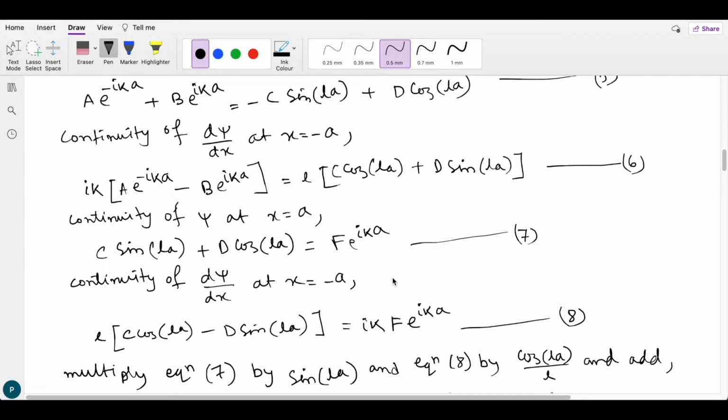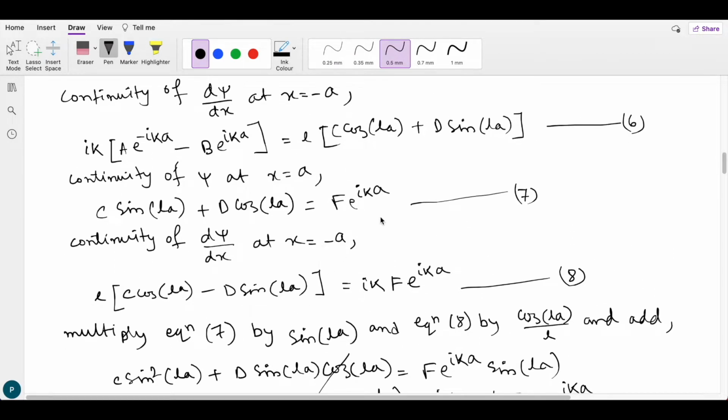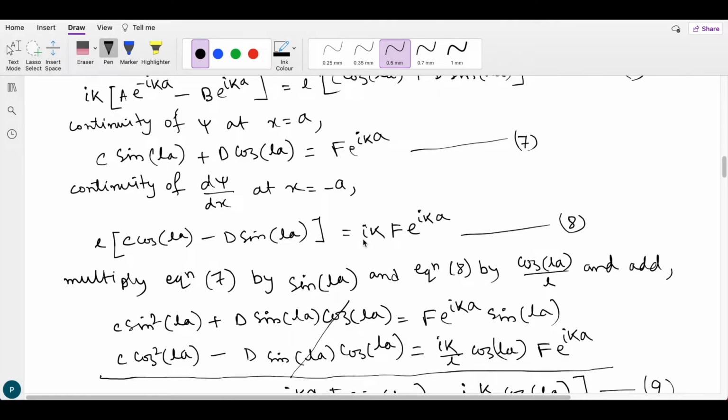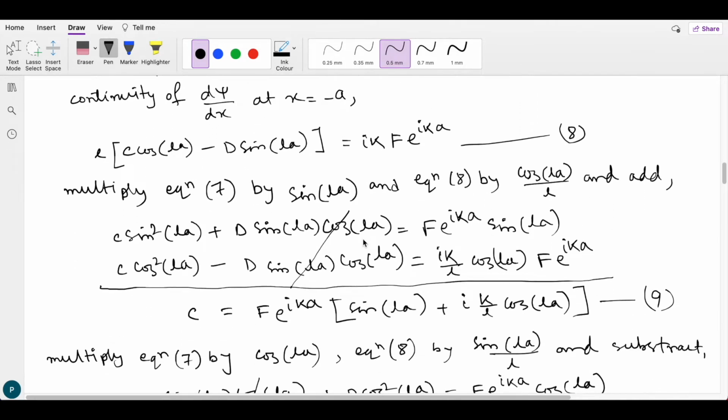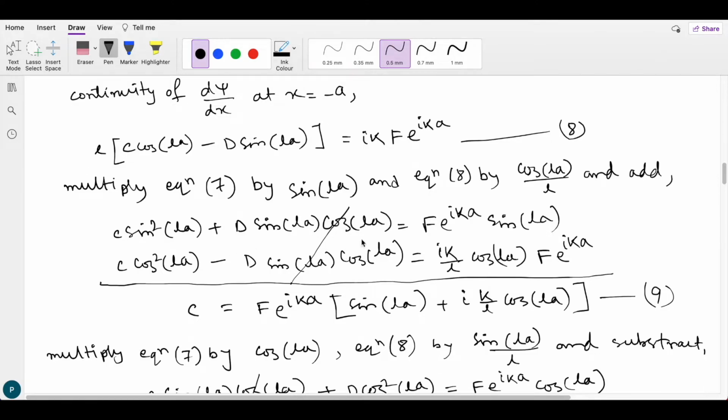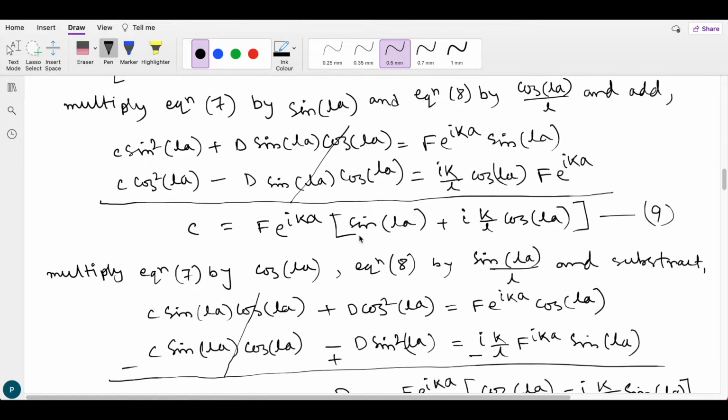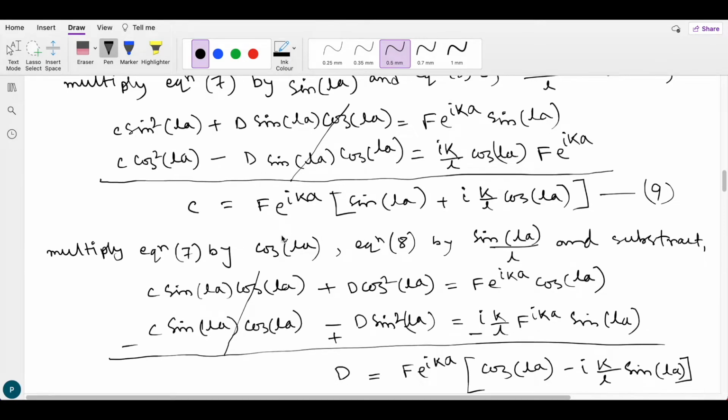Now let's multiply equation 7 by sin la and equation 8 by cos la by l and add them. So we get these two equations after multiplying, and if we add, the second term cancels out and we get C equals F e to the power ika into sin la plus ik by l cos la.